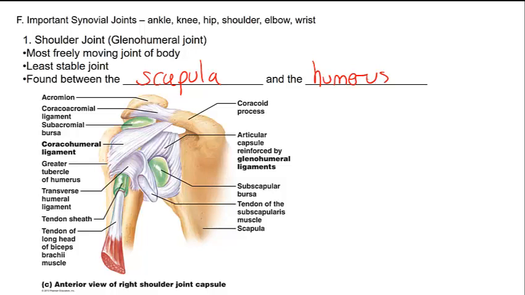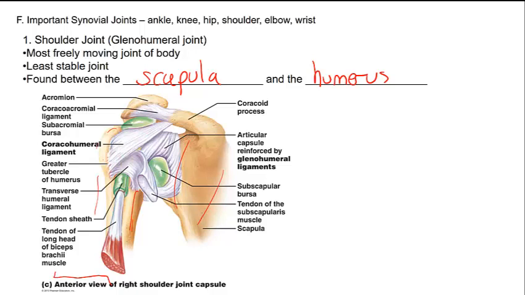And a couple of things here: you'll notice in this picture that there are many ligaments. Now, this is an anterior view. And so we've got the humerus, you can just barely see it here, and then you've got the scapula over here. So you can see a large number of ligaments.